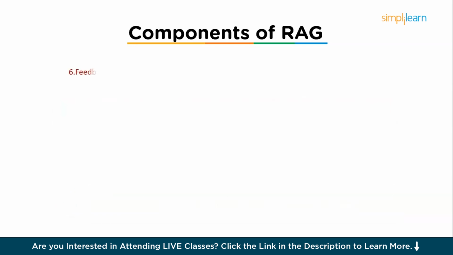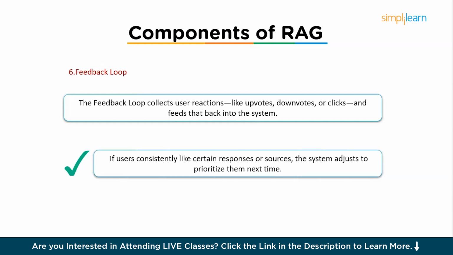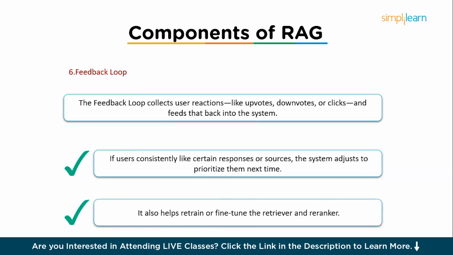Now moving on to the sixth one, we have feedback loop. So the feedback loop collects user actions like upvotes, downvotes, or clicks and feeds that back into the system. So how does it help RAG? So this loop helps the RAG system learn over time. So if users consistently like certain responses or sources, the system adjusts to prioritize them next time. It also helps to retrain or fine-tune the retriever and re-ranker.